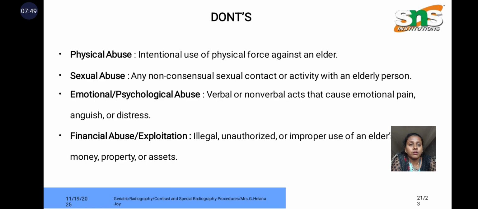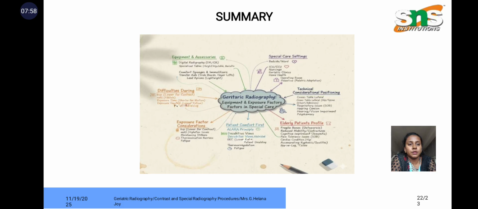Some do's and don'ts are described below. We should not do any physical abuse, sexual abuse, emotional abuse or financial abuse to the patients. So these are the radiographic rules and regulations for doing geriatric radiography.